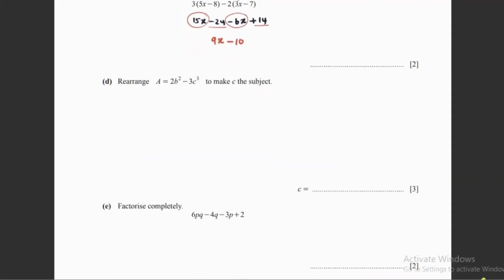In question D, we are supposed to make C the subject of the equation that is given to us. So we have A is equal to 2b squared minus 3c cubed. I'm going to make C the subject, which means I need to isolate C. I'm going to bring this minus 3c cubed to the left side of the equation. So that becomes plus 3c cubed, so this is equal to 2b squared.